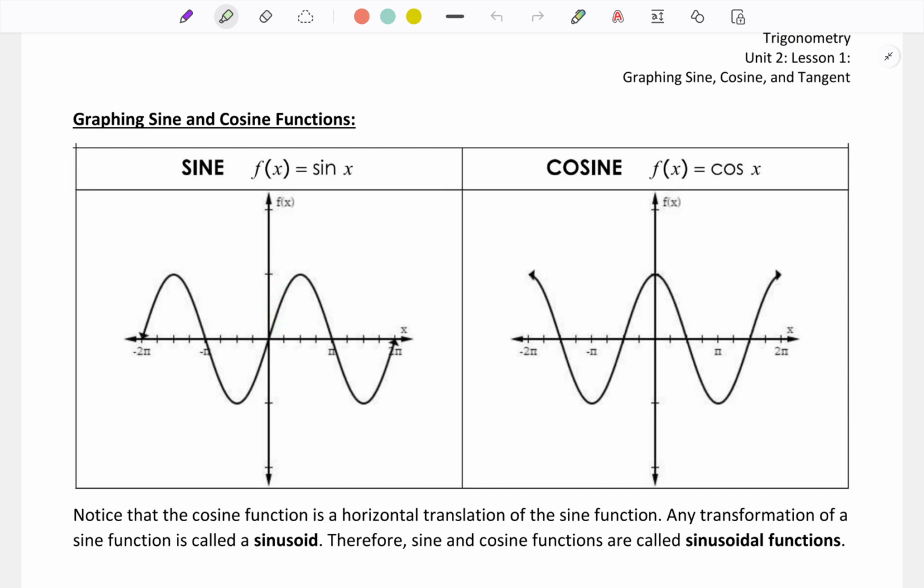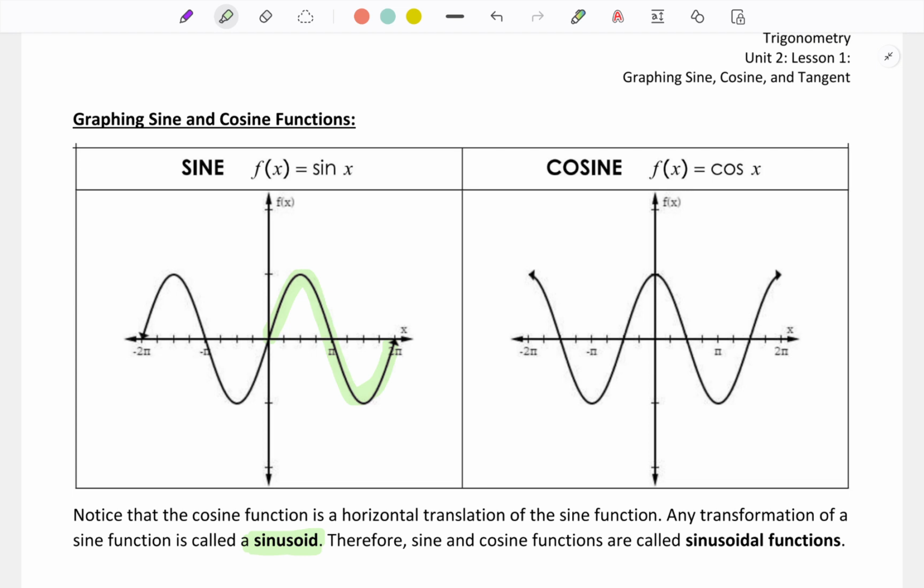So on the sine function, we actually start here at 0, and a full period is right here. So that's why we actually call it a periodic function. And if you notice, the other side is just a repeat of that pattern. So the sine function is known as a sinusoid.